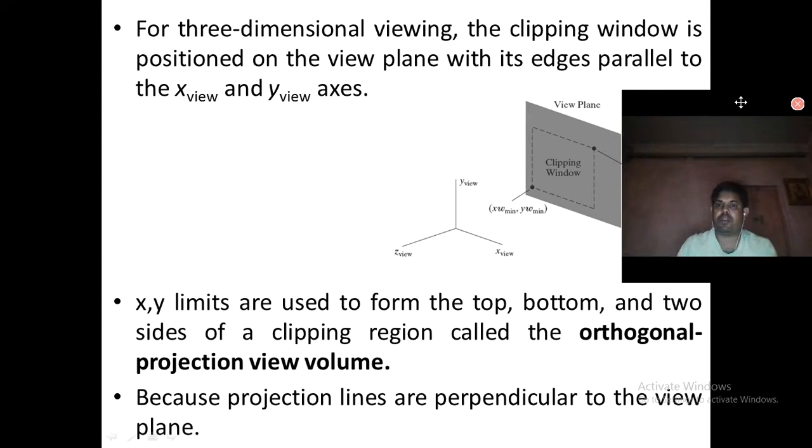In 2D also we have done the same thing. In 3D also we are doing the same thing, right? Because projection lines are perpendicular to the view. Always projection lines are perpendicular to the view volume. X left will decide how much minimum x you want to display. X right will decide how much x maximum you want to display from that projection. Y bottom will decide what y minimum you have to consider. Y top will decide what y maximum you want to consider. This is what the view volume is.